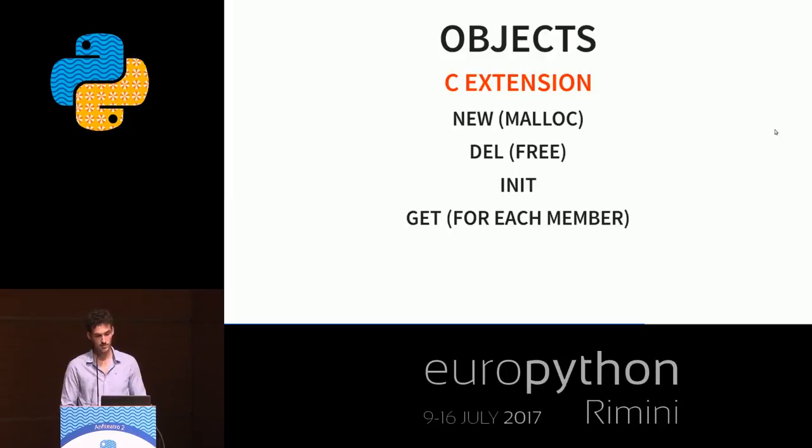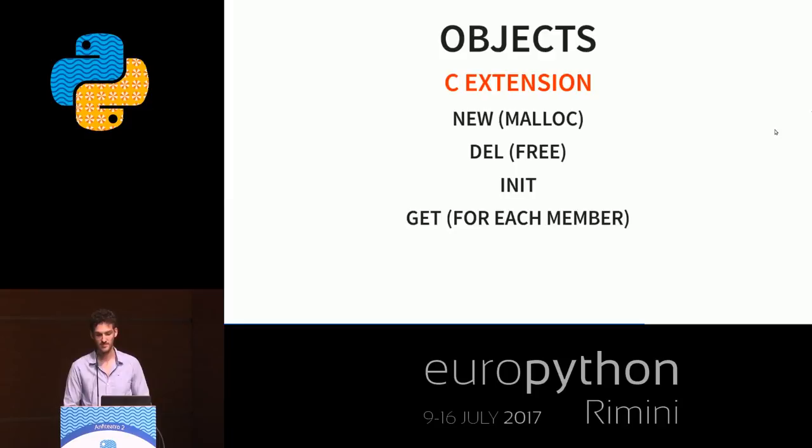You have to use malloc to allocate memory for your object in the new. In del, you must free your object. In init, you have to pass each parameter with CPython utils function, which can be tricky. And in get, you have to convert your C struct to Python object. I can assure you, it takes me a lot of time to figure out how to properly do it. Code is so long that I can't show you an example on screen.